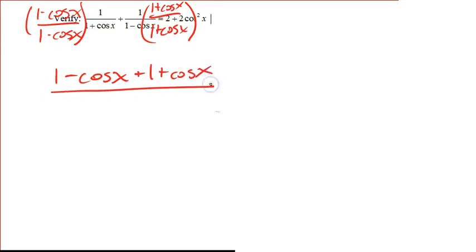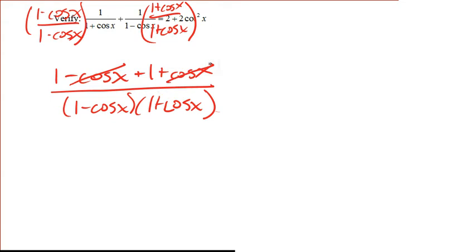Okay, so let's go ahead and write down our numerators. 1 times this, 1 minus cosine x, plus 1 times that, 1 plus cosine x, all divided by our now common denominator, 1 minus cosine x times 1 plus cosine x. Oh good, and it seems like we're going to have some terms that cancel. Negative cosine x or positive cosine x, 1 and 1.